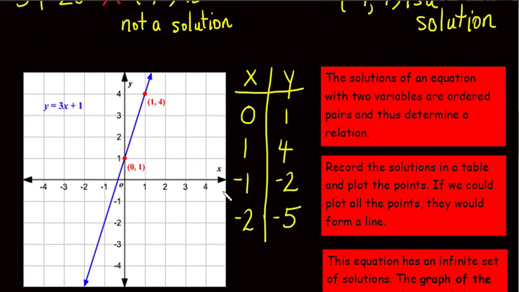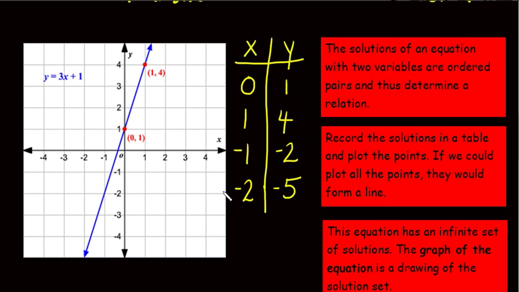Down here, I'm going to graph a really pretty equation. This is y equals 3x plus 1. The solutions of an equation with two variables are ordered pairs and thus determine a relation. What we're going to do is record these ordered pairs in a table, kind of like I put right here, and plot the points.